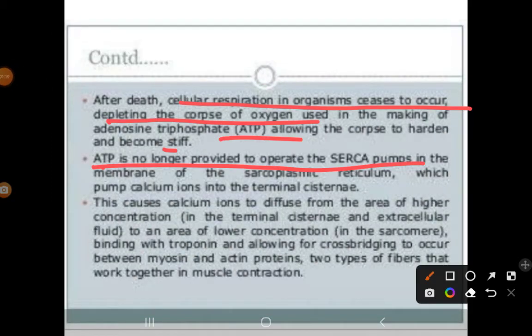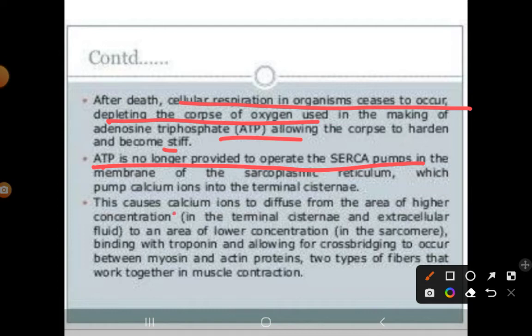After death, cellular respiration in organisms ceases to occur, depleting the oxygen used in making ATP, allowing the corpse to harden and become stiff. ATP is no longer provided to operate the sarcoplasmic reticulum. Calcium pumps in the membrane of the sarcoplasmic reticulum pump calcium ions into the terminal cisternae.